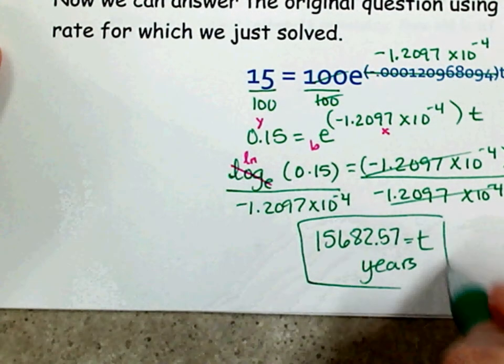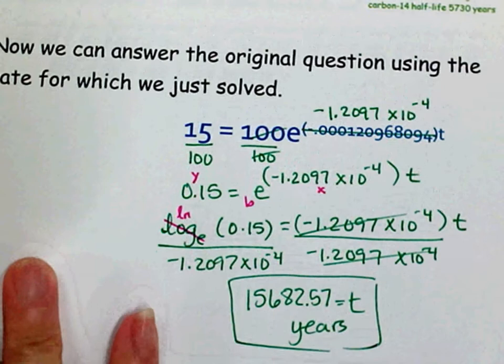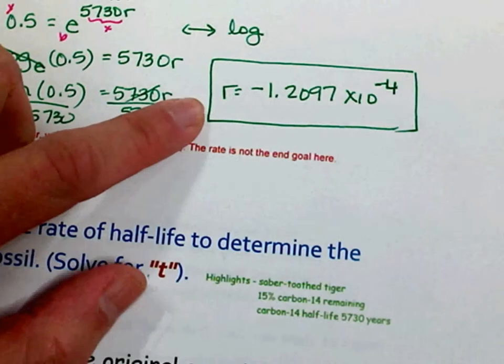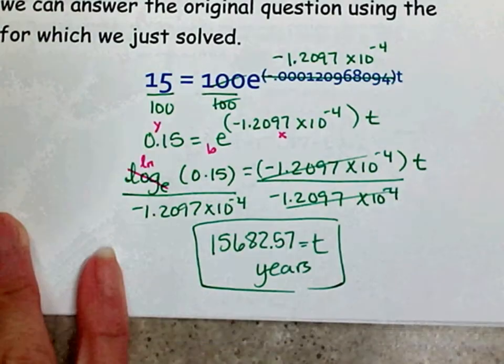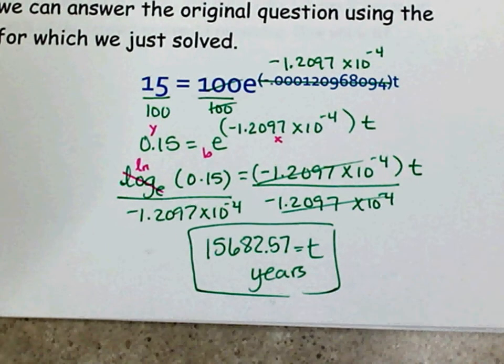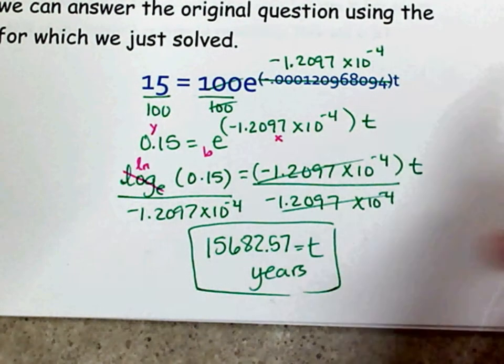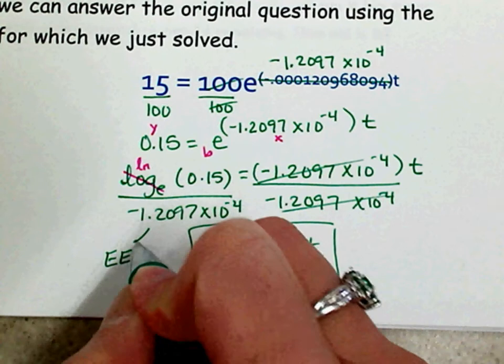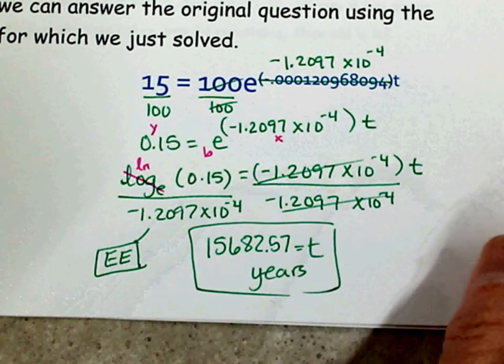Okay? So step number 1, find the rate. Step number 2, use that rate to help you find the time. So make sure you know how to type this in. It is the EE button for the times 10. But it'll show up as one E on your paper.